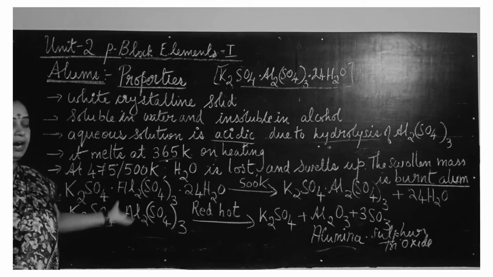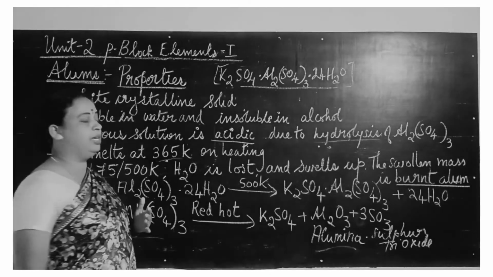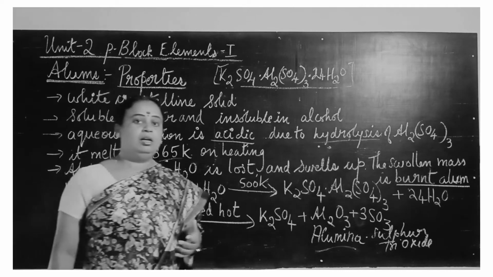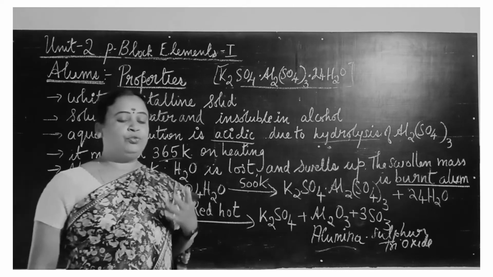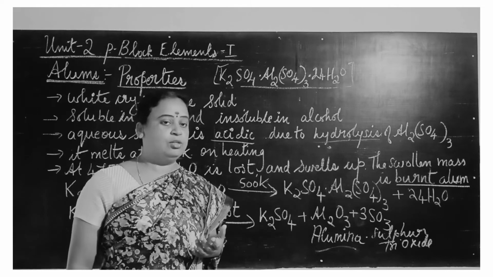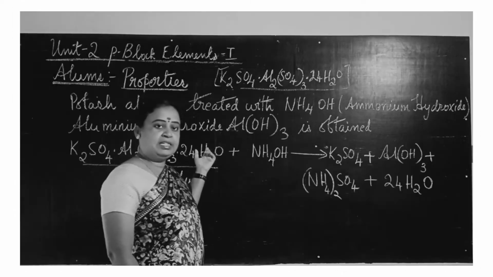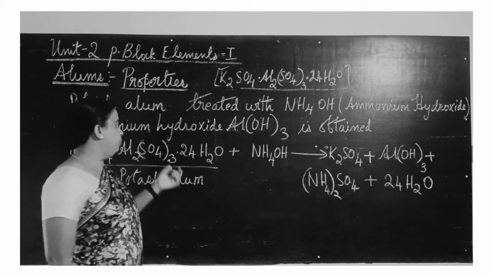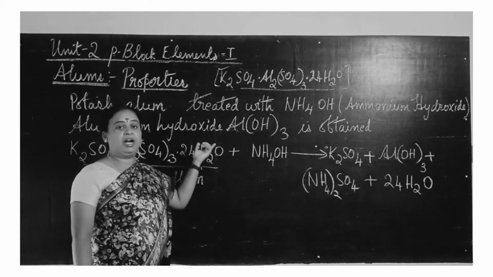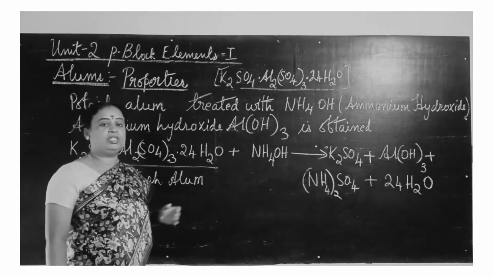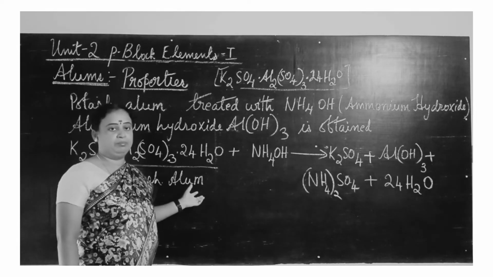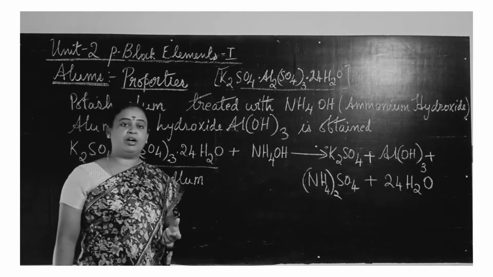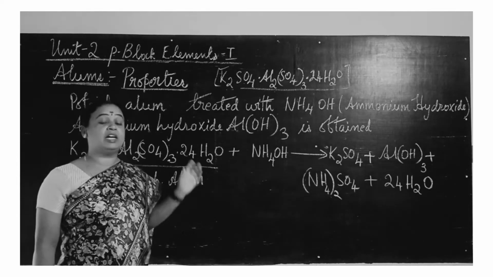So that's it. Another property of alum is that alum also reacts with ammonium hydroxide to form aluminium hydroxide. So let us see that reaction. Potash alum is treated with ammonium hydroxide to give aluminium hydroxide. So this is another property of alum. Whenever potash alum reacts with ammonium hydroxide, the product we get is aluminium hydroxide.